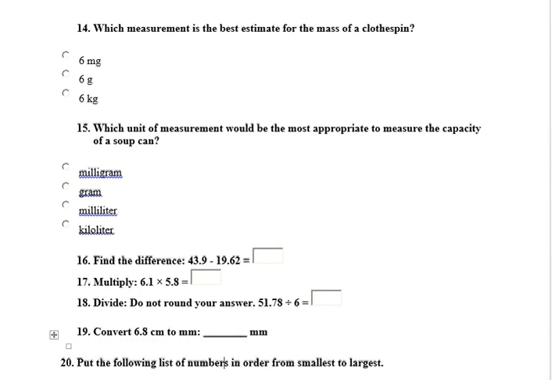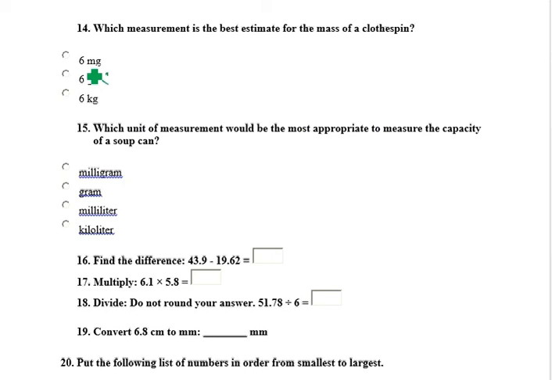Okay, the measurement, which measurement is the best estimate for the mass of a clothespin? So just for you guys out there, my pen's not working. A gram is about the weight of a paper clip or a raisin. And so a clothespin would probably be about 6 grams. Kilograms too much. Kilograms over 2 pounds. Milligrams too small.